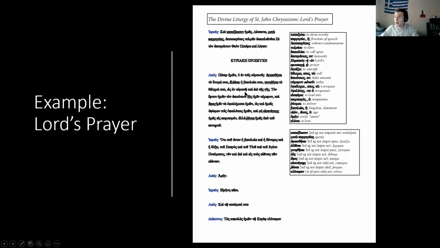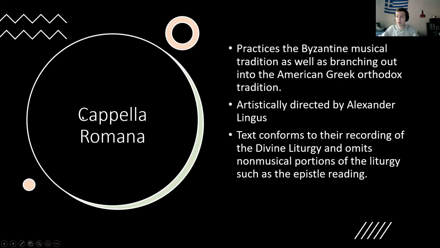So we're going to move on to the next part, which is Capella Romana, the choir that I chose to base my reader off of, as they practice the Byzantine musical tradition as well as adhering to most American Greek Orthodox musical traditions. It's artistically directed by Alexander Lingas, who's a pretty big figure in the Greek Orthodox musical tradition. The text in this reader conforms to the recording of their Divine Liturgy, as I figured it's good to have a great recording of this liturgy alongside the text.